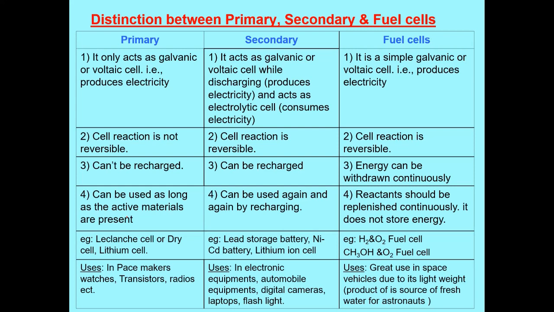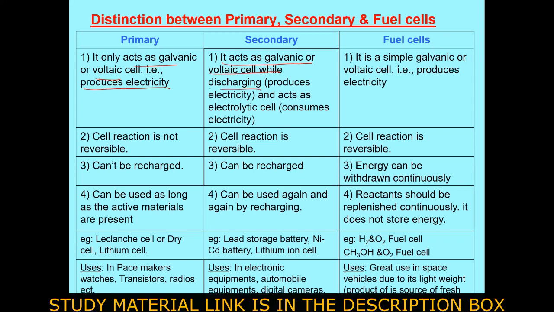Now we will go through some important differences between primary, secondary, and fuel cells. In case of a primary cell, it only acts as a galvanic or voltaic cell, that is, it will only produce electricity. So it is for one time usage. The chemical energy will be converted into electrical energy. But in case of a secondary cell, it acts as a galvanic or voltaic cell while discharging, that is, producing electricity when the chemical energy is being converted to electrical energy.